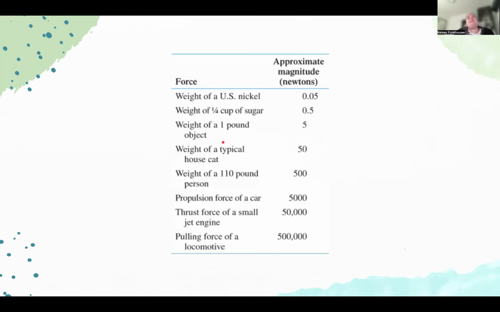Here are just some examples of forces of different objects in newtons. A US nickel is actually kind of funny, 0.05 newtons. A quarter cup of sugar is 0.5 newtons. A 1 pound object is about 5 newtons. The weight of a typical house cat is 50 newtons. So my cats, which are bigger, are going to be more newtons than that. A 110-pound person is 500 newtons, and it goes on from there. So just an example to give you a baseline.